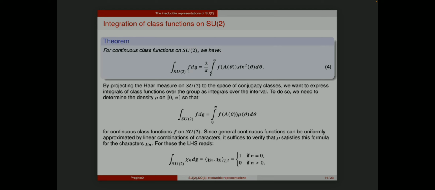Now we claim that this equality holds. Well, now we're going to prove this. So the proof goes as follows. We know that SU2 is a compact Lie group. So in particular, it admits a Haar measure. And we push or project this Haar measure to the space of conjugacy classes. But the conjugacy classes are 0 to pi intervals, as we saw before. So we only need to determine a density rho(θ) on 0 to pi, which lets us integrate, for which this equality holds. And here f are continuous class functions on SU2.